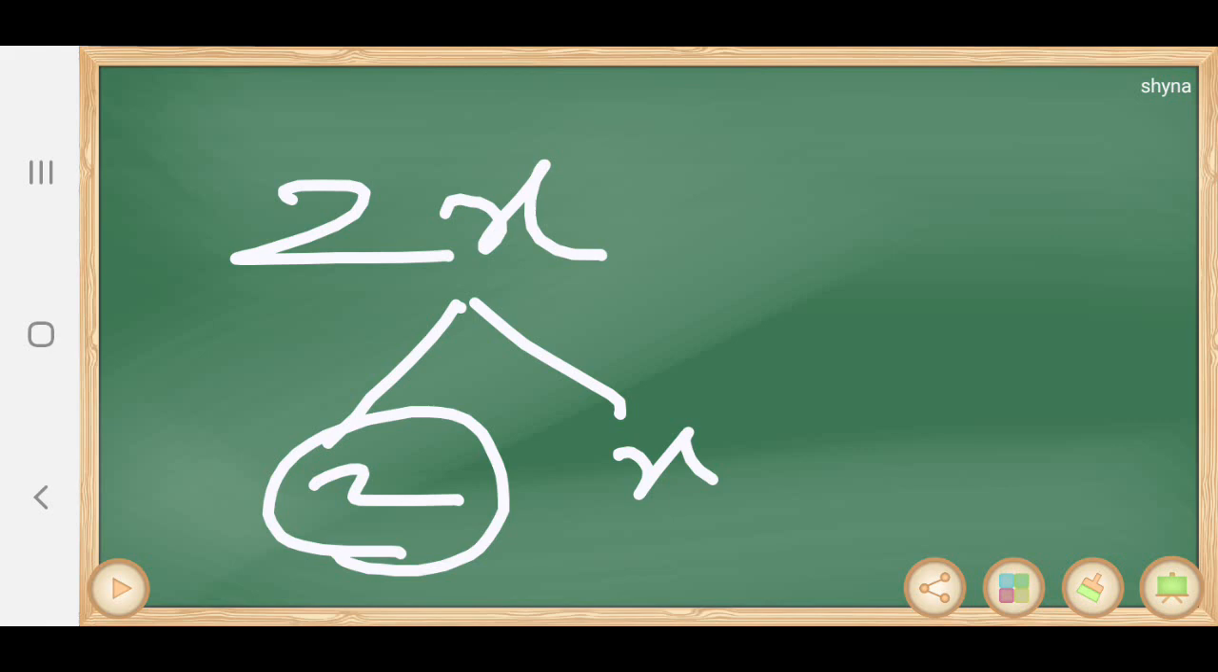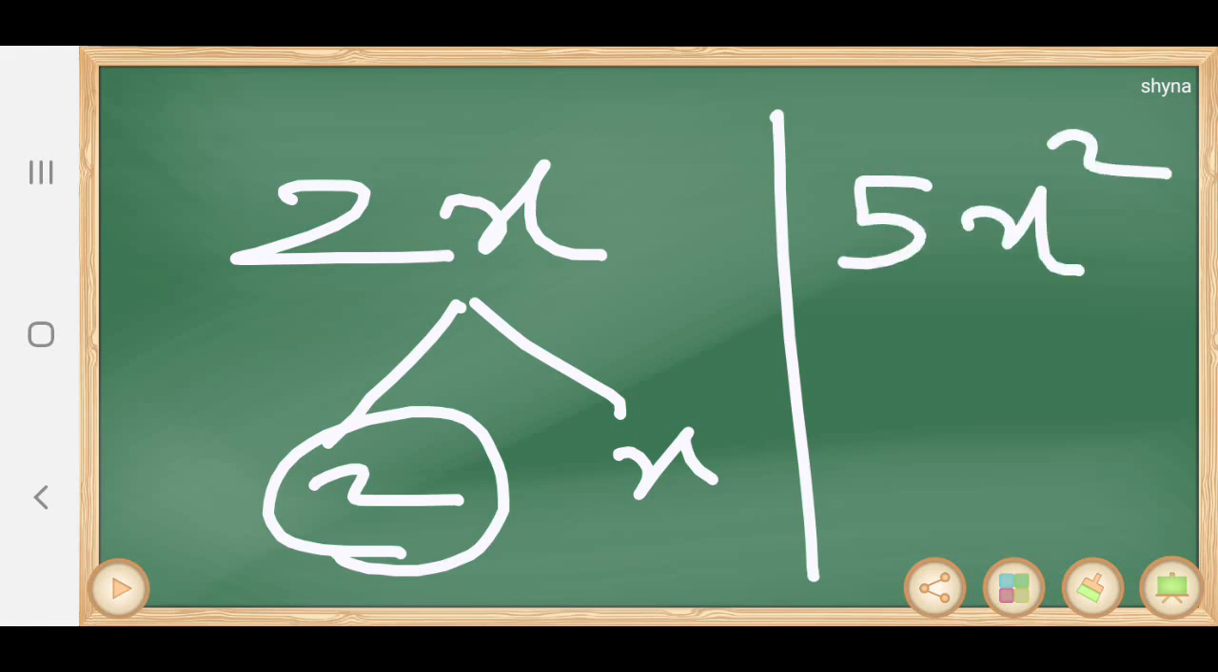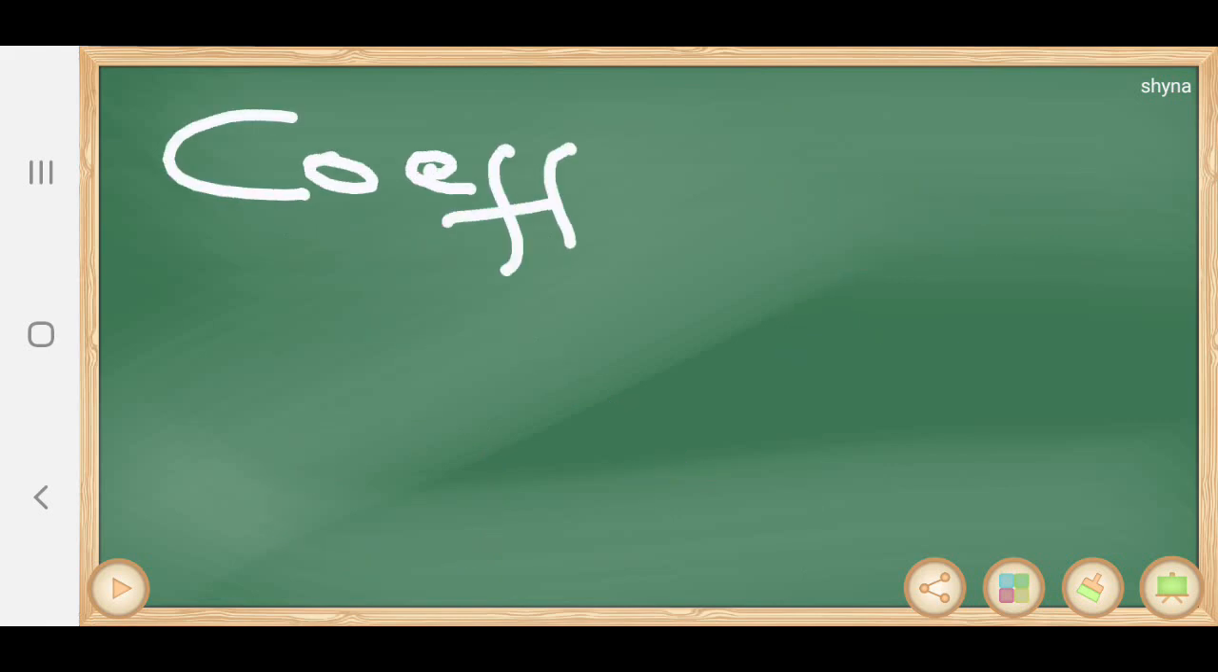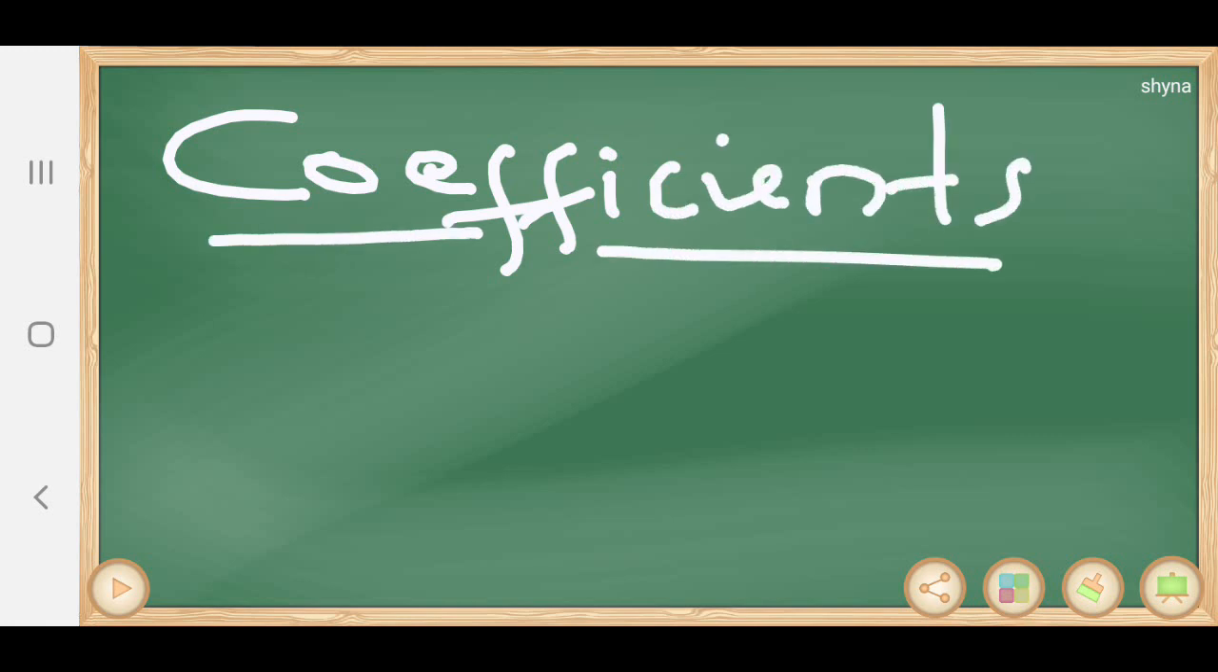The next example, 5x square. Which is the numerical factor? 5 is the numerical factor. So 5 is the coefficient of that term 5x square. Yes, write the heading: Coefficients. The numerical factor of the term.